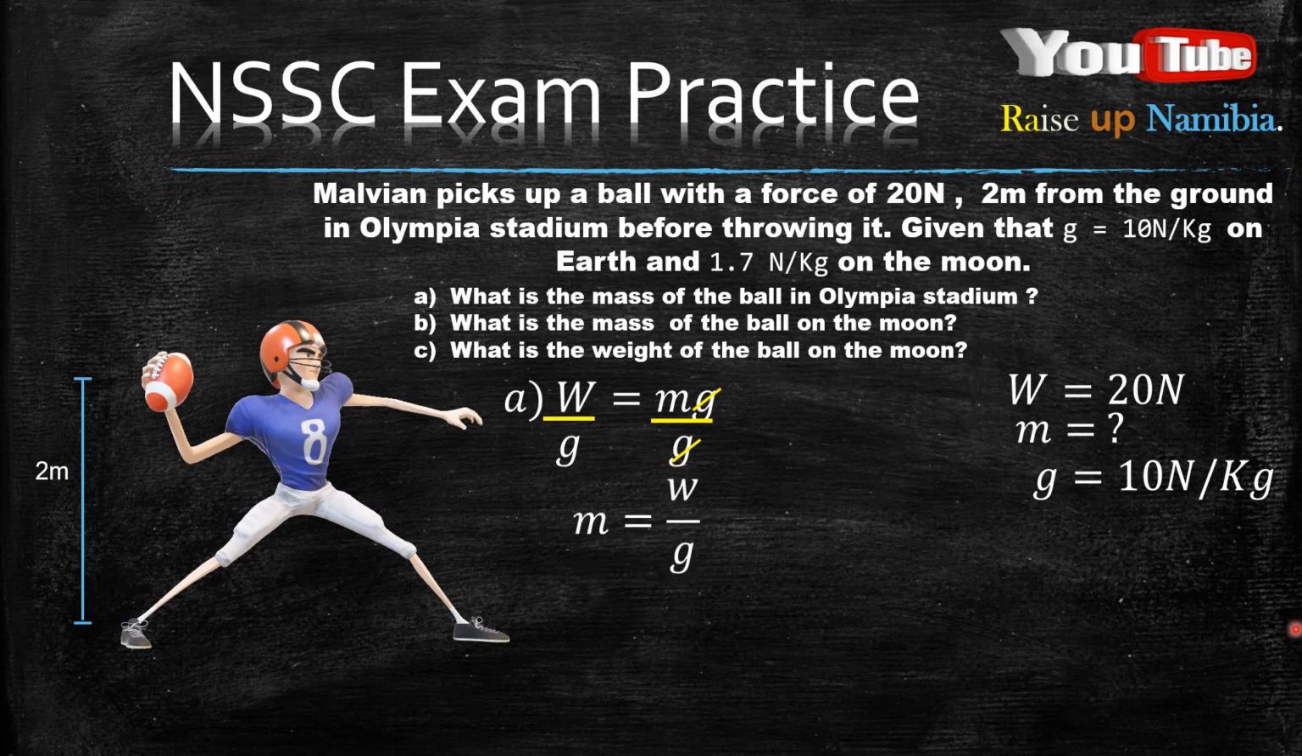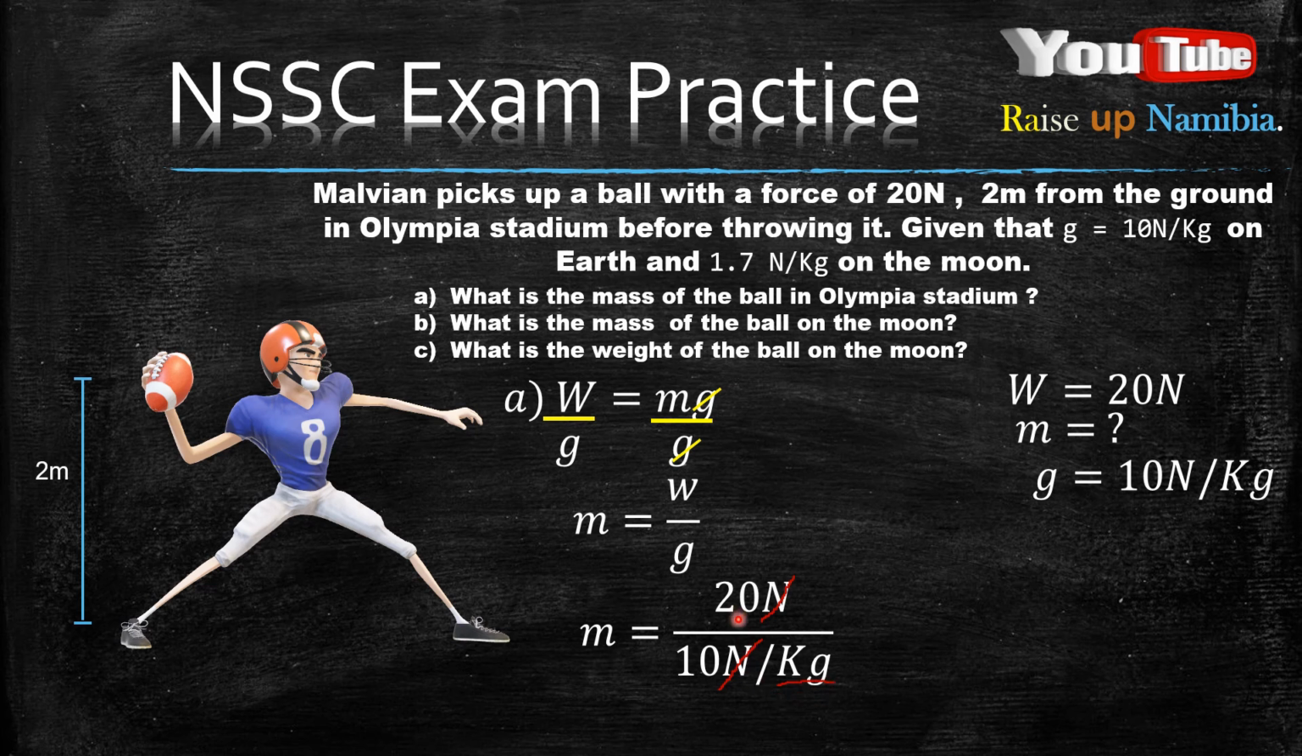Okay? So let's quickly flip it around. Knowing that M equals W over G, we substitute our figures within the formula. Now, after we substitute, we'll have 20 newtons divided by 10 newtons per kilogram. Now, notice again that when you use newtons per kilogram for your gravitational field strength, because on top you have 20 newtons, that newton will cancel out with the newton at the bottom. Okay? Then what are you left with as a unit? You are only left with kg.